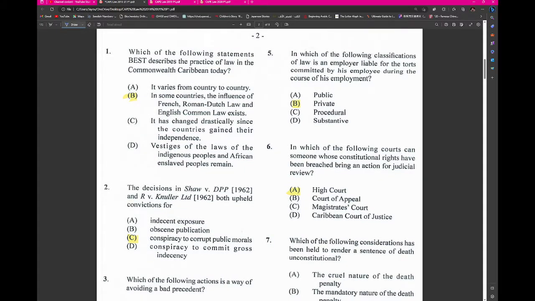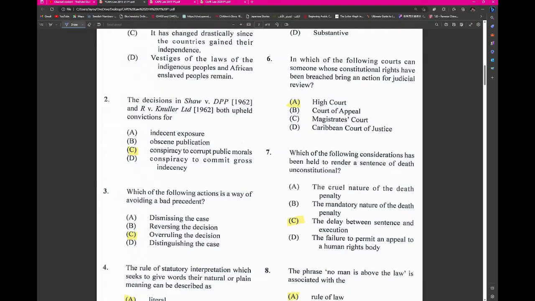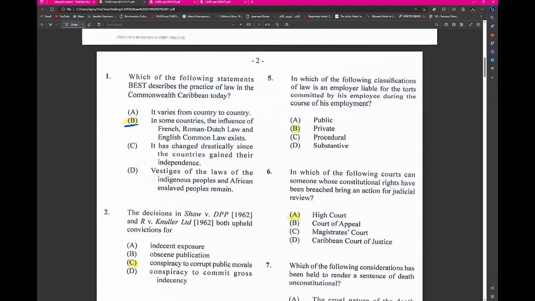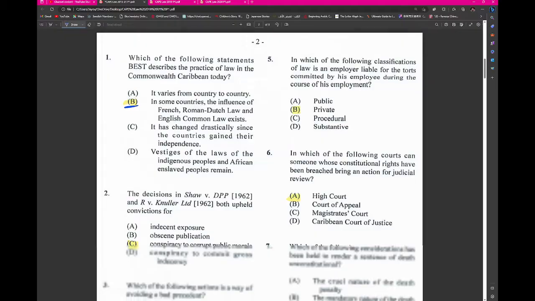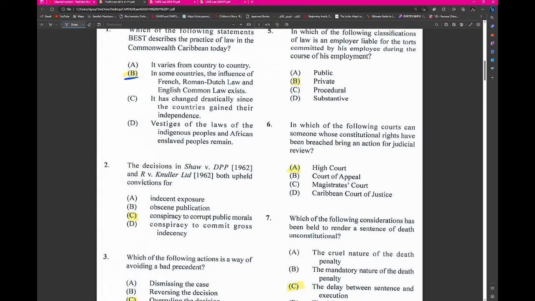1. Which of the following statements best describes the practice of law in the Commonwealth Caribbean? It is true. I agree with the answer here. B. In some countries, the influence of the French, Roman, Dutch law, and the English common law exists. I'm trying to remember if I was the one to mark this paper because I did something similar to this when I was doing law, but don't say it.